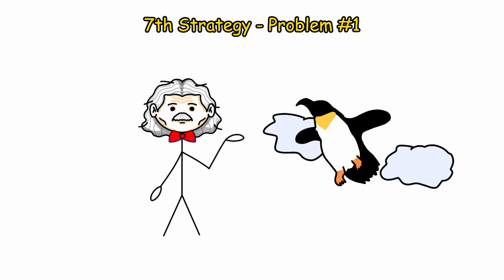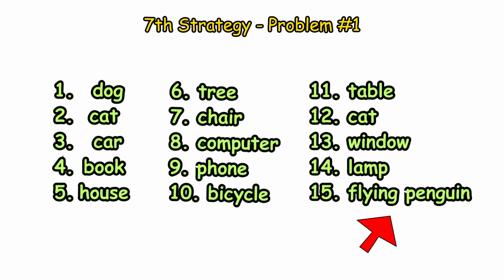In our case, flying penguin was the only word on the list made up of 2 words and not easily associated with the other 14.